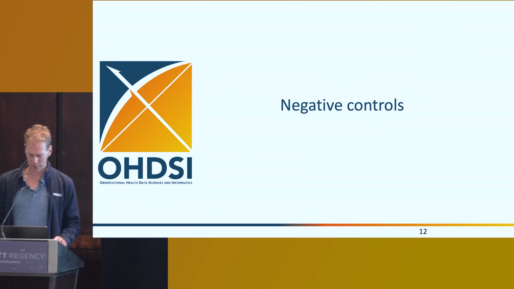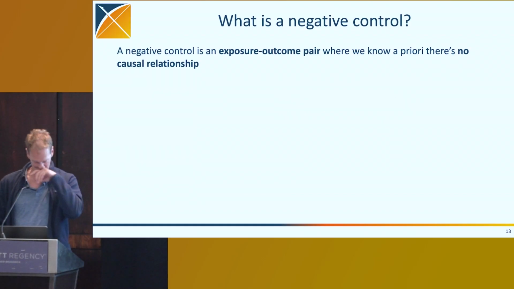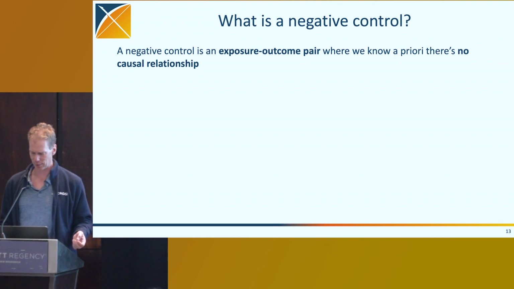Then a little bit on negative controls. We already talked a little bit about them. What is a negative control? It's basically an exposure outcome pair where we know a priori that there is no causal relationship.